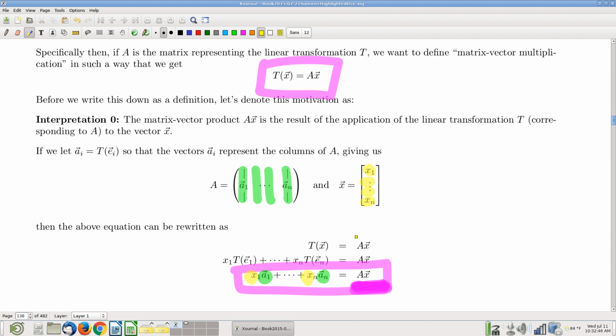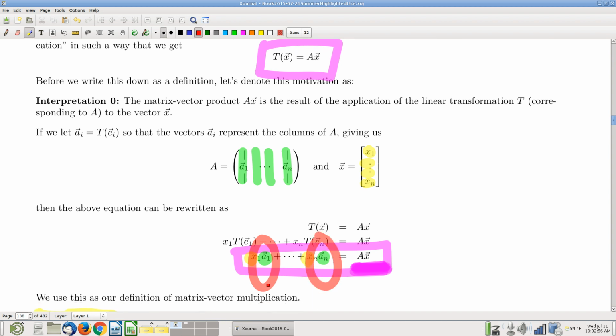Yeah, that's right. This is a vector. So notice that A1 through An are vectors. And when you take those vectors and multiply them by scalars, these are vectors. And then when you add a bunch of vectors, you get a vector. So matrix times vector is vector. Which, by the way, of course, it really should be.